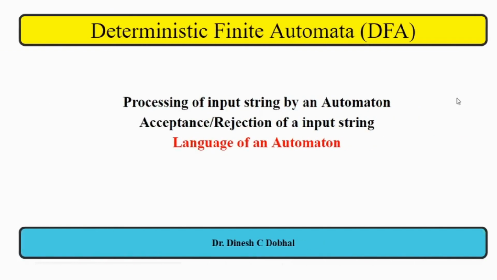Good morning class. In this lecture we will discuss the language of an automaton. So far we have discussed how a particular string will be processed by the automaton and which strings will be accepted or rejected by the automaton. These two topics are covered in the previous lecture. In this lecture we will see what a language of an automaton is. So let's move to the next slide.